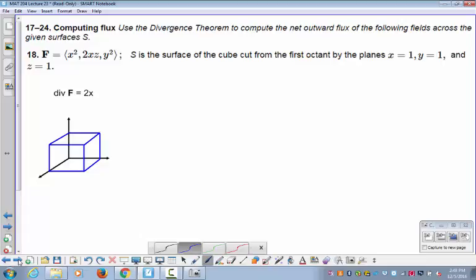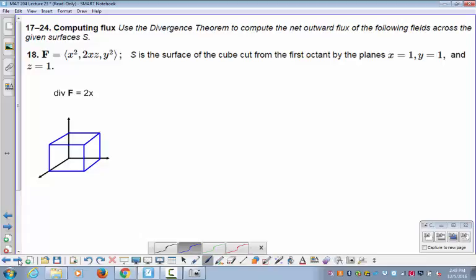So here, use the divergence theorem to compute the net outward flux of the following vector field across the surface S. Here we're dealing with the unit cube in the first octant. If we take the divergence, the x component is the only component that contributes, because there's no y in the second component and no z in the third component. So the divergence is just 2x.